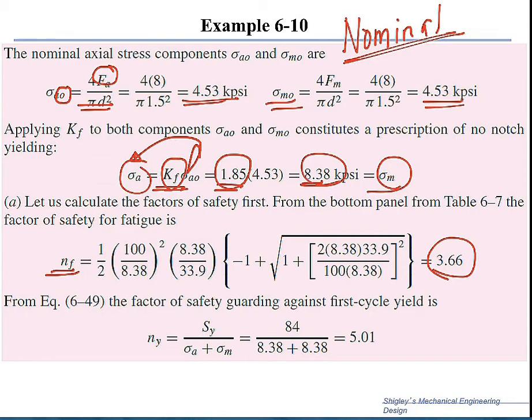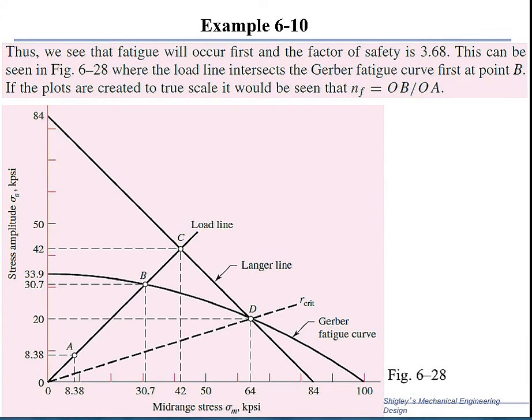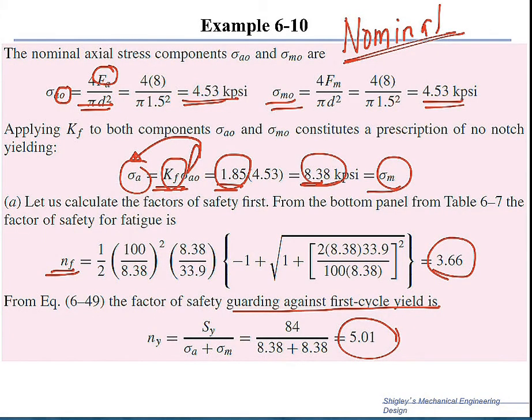Now the next step is to guard against first cycle yield. We solve for the Langer line, the intersection of the Langer line with the load line, and that gives us 5.01, because we are solving for the intersection between the load line and the Langer line to give us the factor of safety.